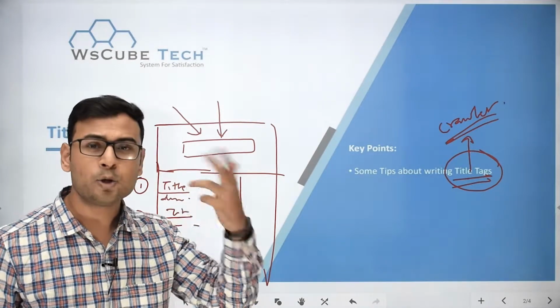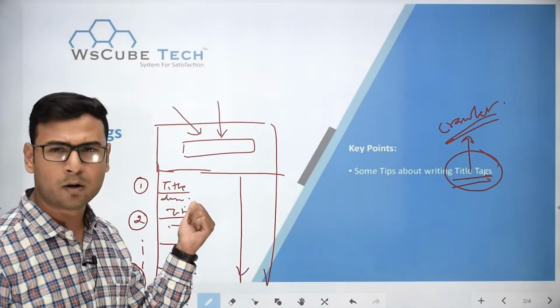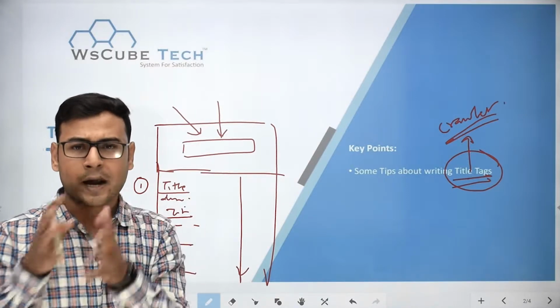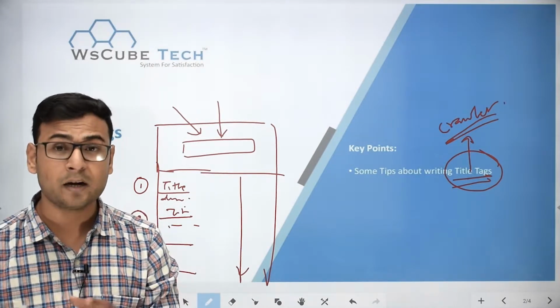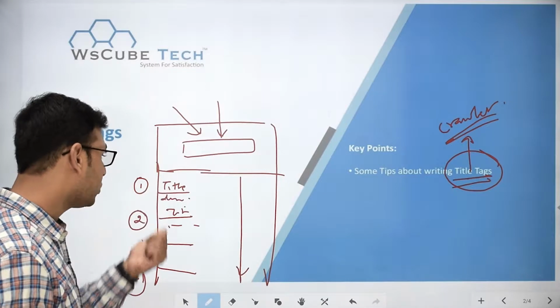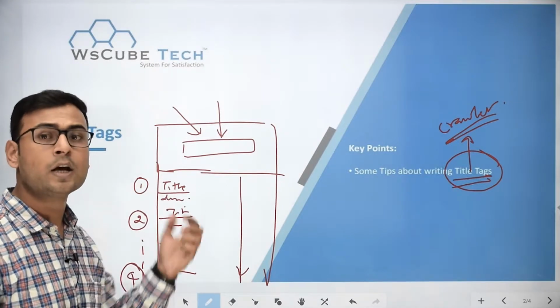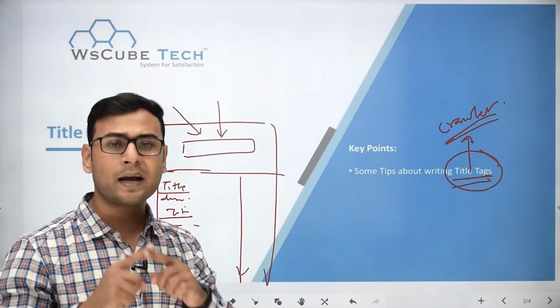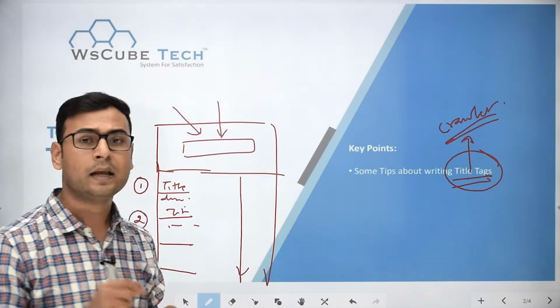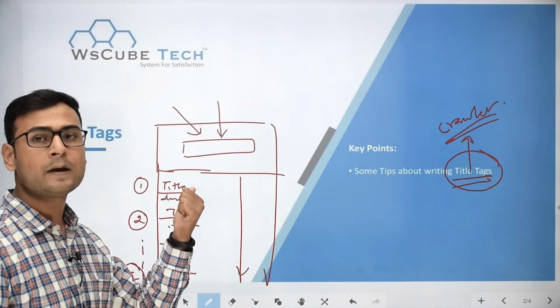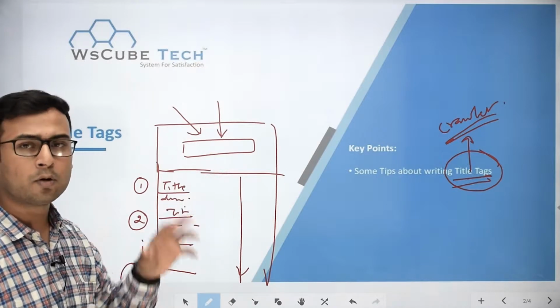Now, how can you make the user click on this particular link? Because before coming to your actual content, before coming to your website, what do users see? Users are going to see this title and description only. So your title and description should make an impact in the user's mind, and they should click on this particular link so that they can come to your content.